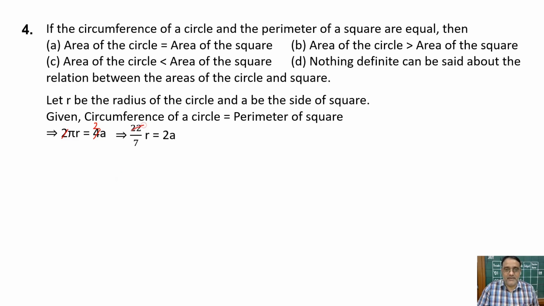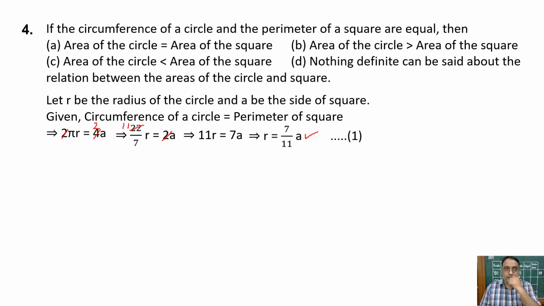Yes, sir. See here also we can cancel. We'll get 11 and we can cancel this 2 also. So we'll get 11 r is equal to 7a. So r is equal to 7 upon 11 a. Let it be equation number 1. This is clear?